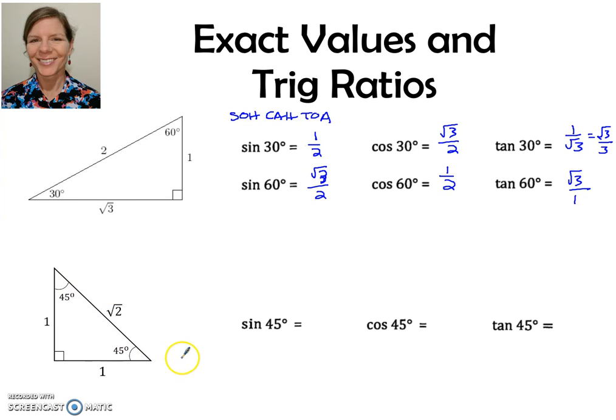Same thing with our 1, 1, root 2 triangle over here. So sine 45, just opposite over hypotenuse. It's obviously going to be 1 on root 2. Cos is going to be 1 on root 2. And then tan is just 1 on 1, which is 1. Okay, same thing here with your third on the bottom. You can rationalise it with 2 on 2. Okay, so you'll find, depending on the textbook, some of them have rational denominators and some of them don't.